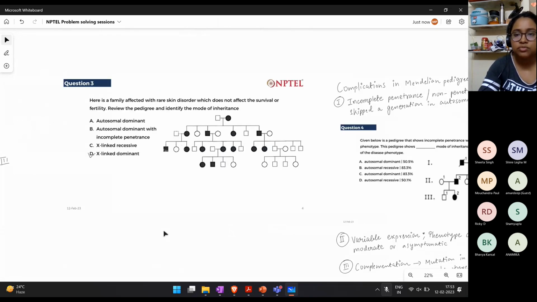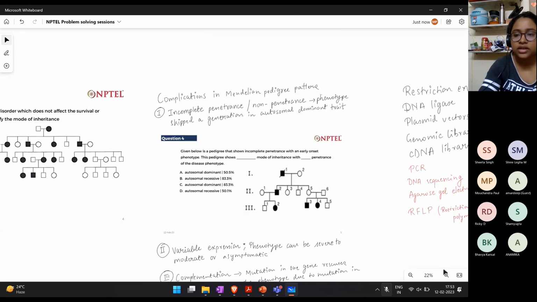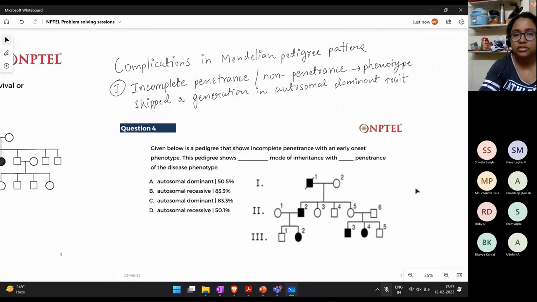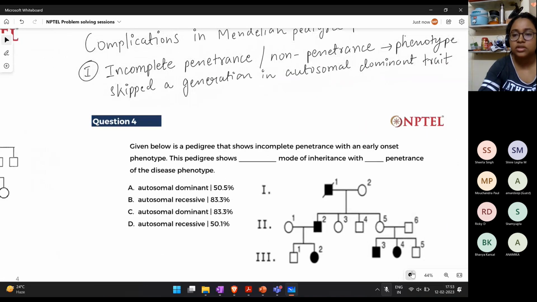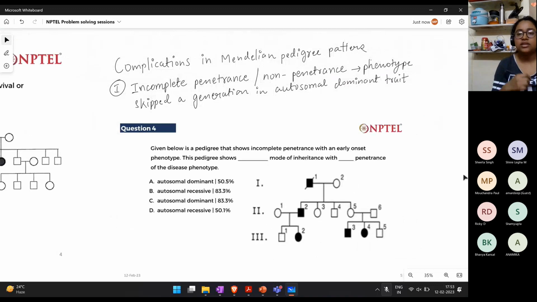So next, we'll move on in understanding that whatever we have studied, right? Autosomal, then X-linked, then whether it is recessive or dominant. So these are often challenged with a few complications, right? Few complications.